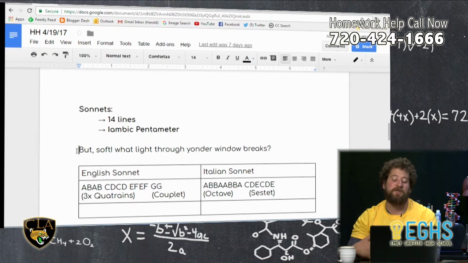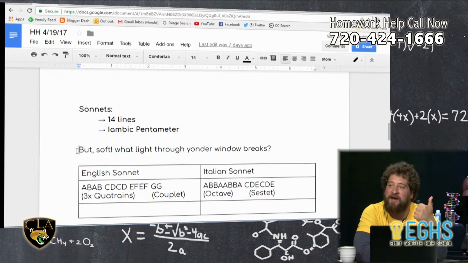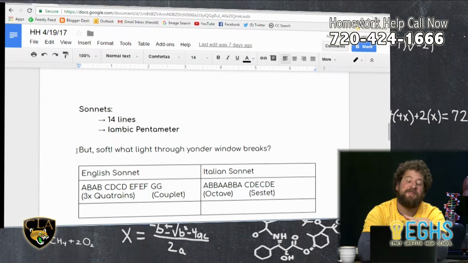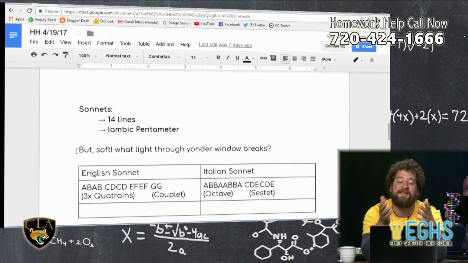So if we look again at this example from Shakespeare, I'll just count off with my fingers here. We have "but soft," that's the first iamb. "What light through yonder window breaks." So if you're counting along with me there, that was five iambs or ten syllables total.